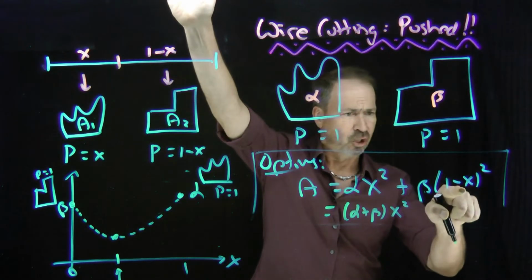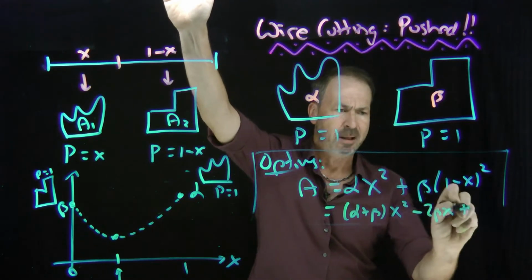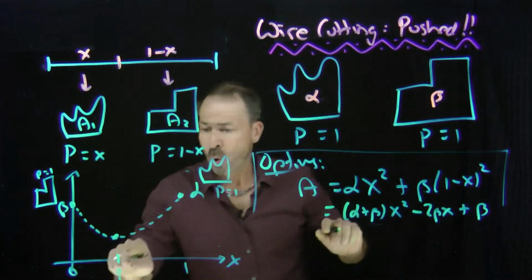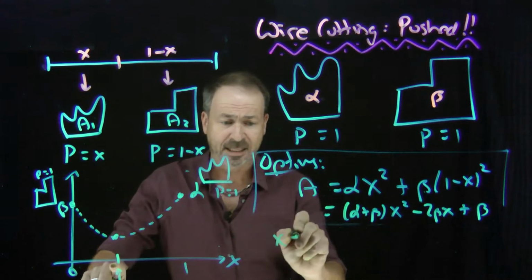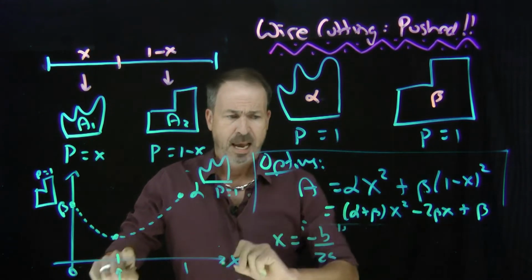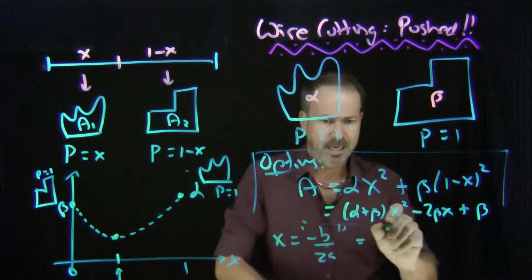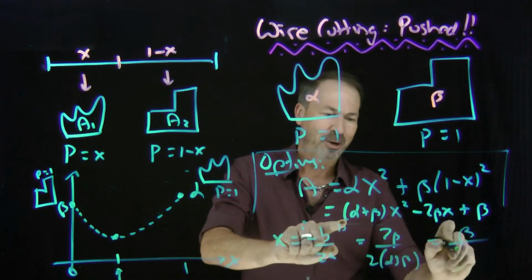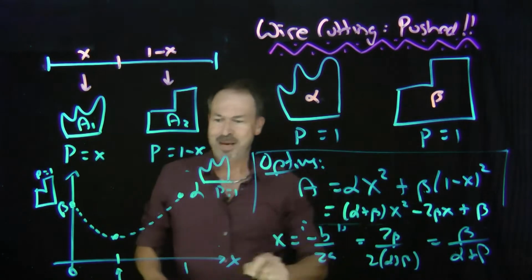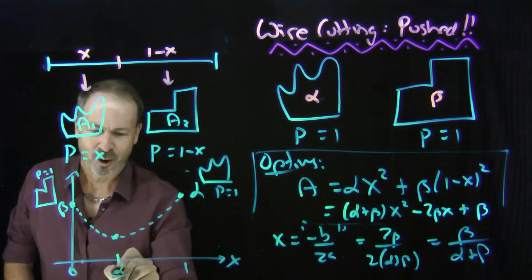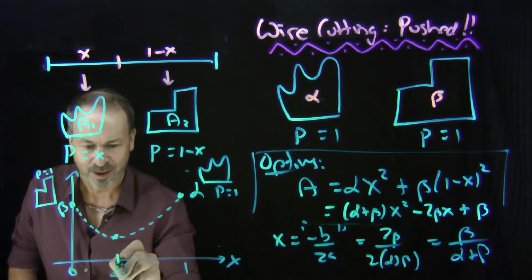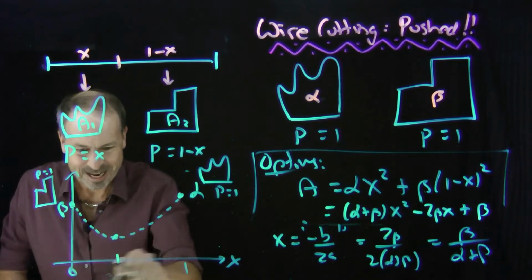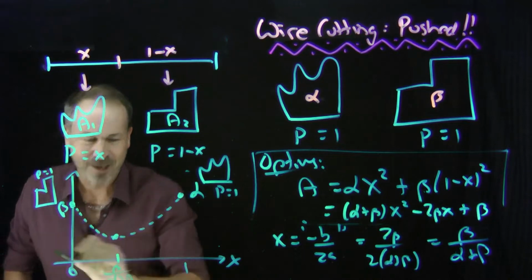I'll get a minus 2x and a beta minus 2 beta x plus beta. There it is. So when I want to find the x coordinate of that vertex, I would say x is negative b over 2a, in which case negative b is 2 beta over twice a, alpha plus beta: beta over alpha plus beta. The minimum occurs at beta over alpha plus beta, great.